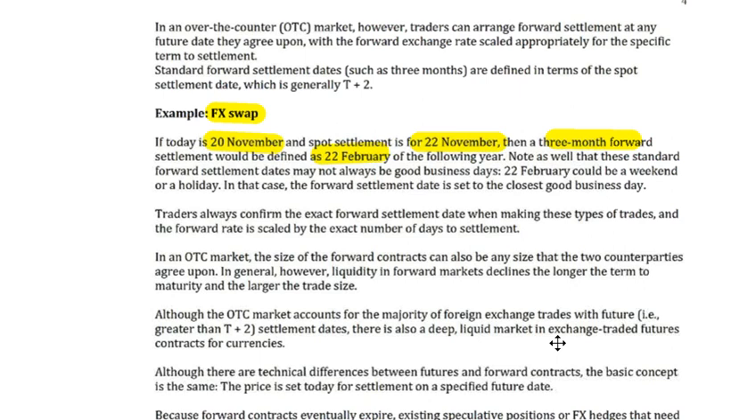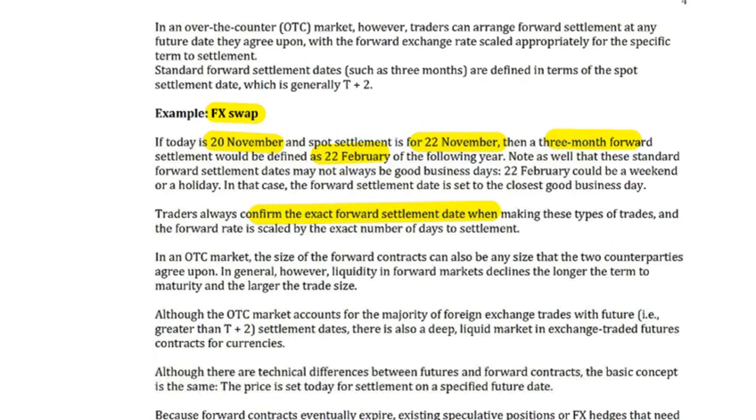Again, the various terms will differ. Are we talking about business days? Are we talking about actual days? Just keep that in mind. Traders will always confirm the exact forward settlement date when they make the trades. Everything is nicely documented, and there's very little that's left to chance.